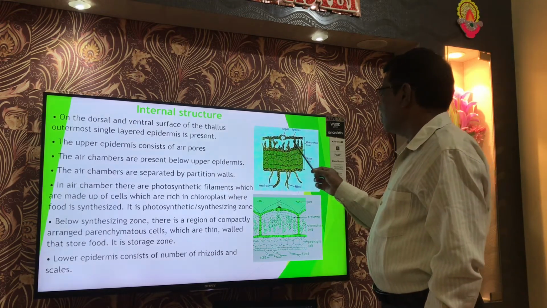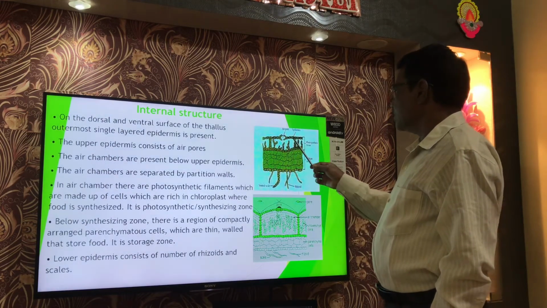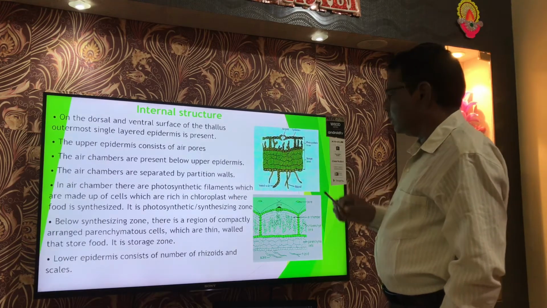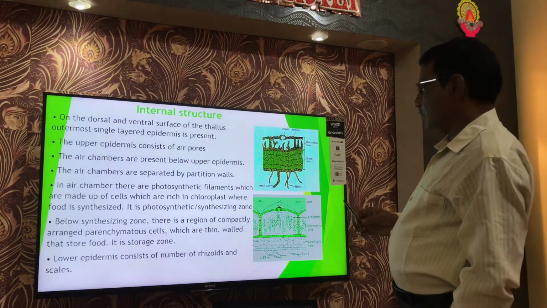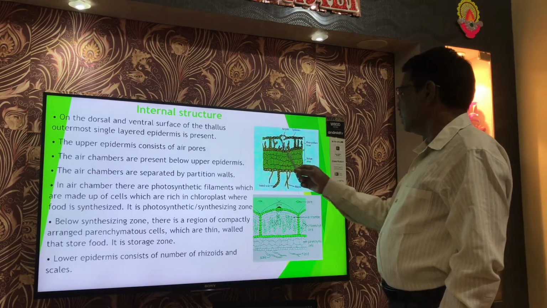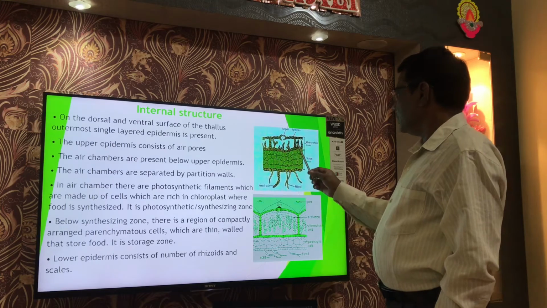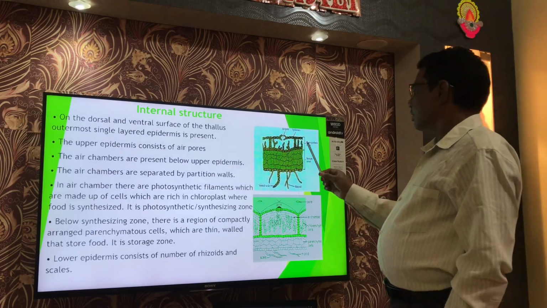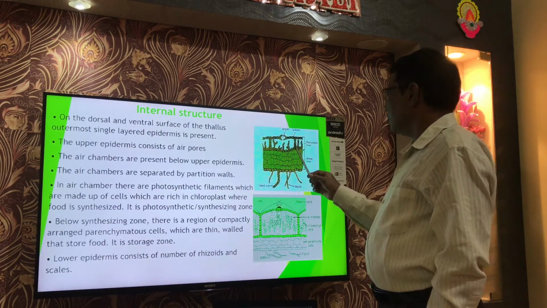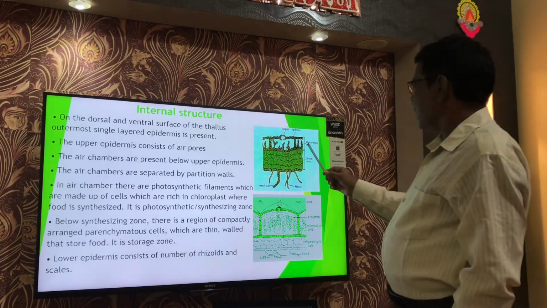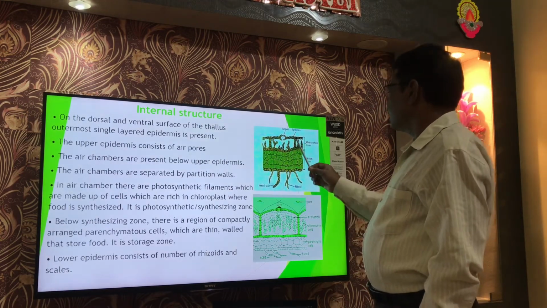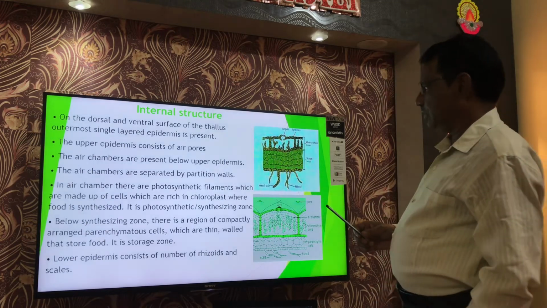A large number of air chambers are present on the dorsal surface just below the upper epidermis. If you observe, this is one air chamber, this is another, this is a third one. They are separated from the neighboring chambers by a partition wall, which is nothing but green parenchymatous, that is chlorenchymatous, thin walled cells.